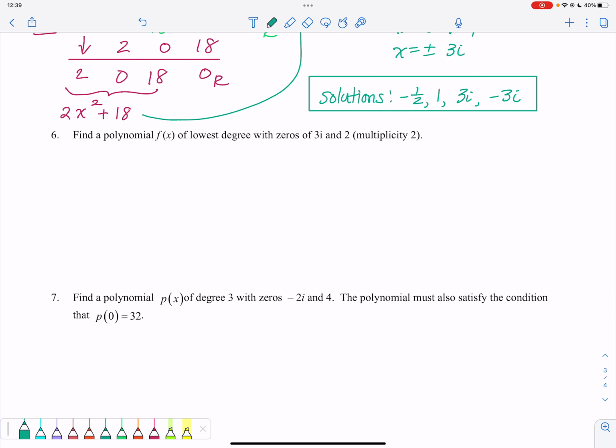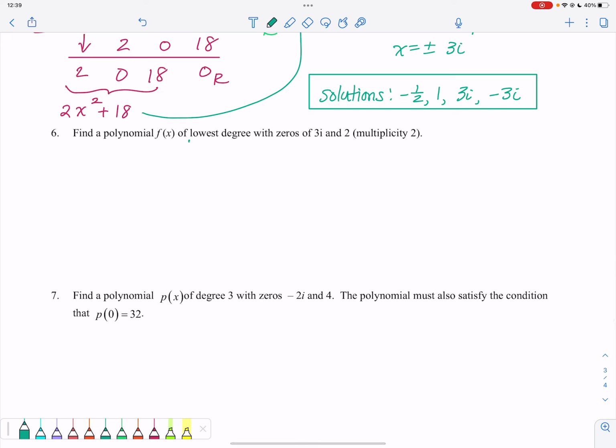Okay, let's take a look at number 6. Find a polynomial of lowest degree. So we do need to find a polynomial of lowest degree with these given zeros. Now 2 has a multiplicity of 2. And then we also have 3i. So let's go ahead and try to write this out. We have f of x, this polynomial. We have a leading coefficient a. And we have x minus 3i. And then we have x minus 2 multiplied by x minus 2, since that had a multiplicity of 2.